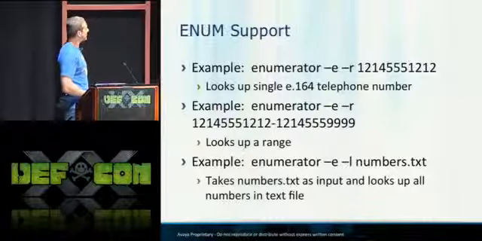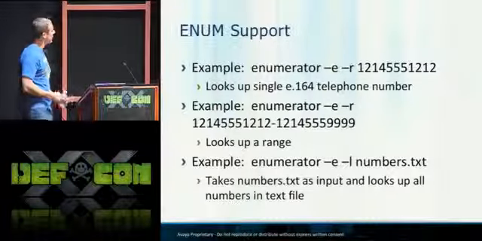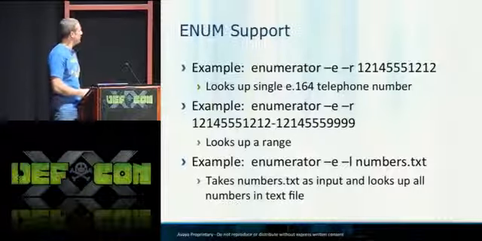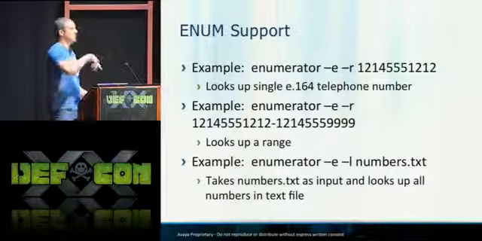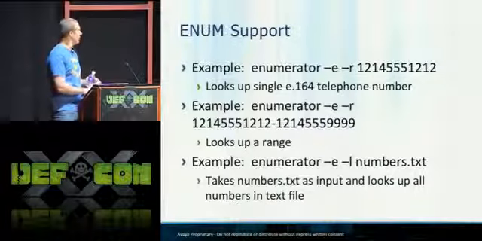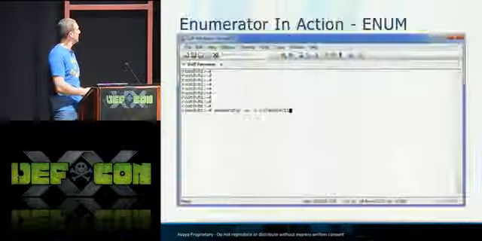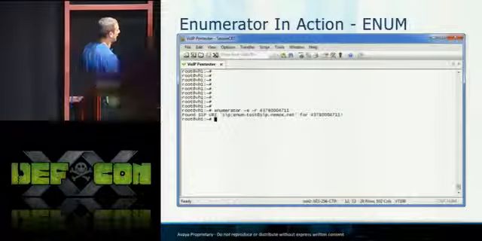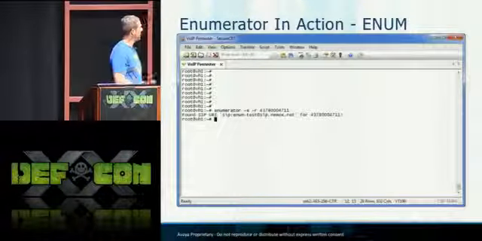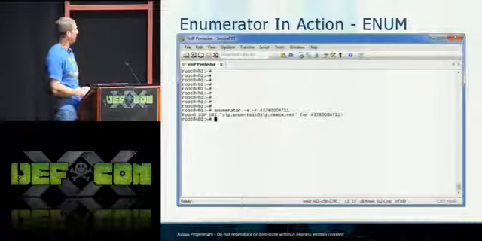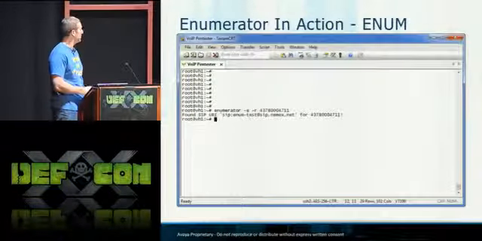So here's what the ENUM support looks like. Minus E, minus R, you can look up a range of numbers. We didn't get to the point where we were going to scan all the North American numbers or all the numbers in the UK. So here's a single number. This is what the ENUM looks like. It looks up the number, and it finds that SIP URI right there, enum-test at sip.nemox.net.